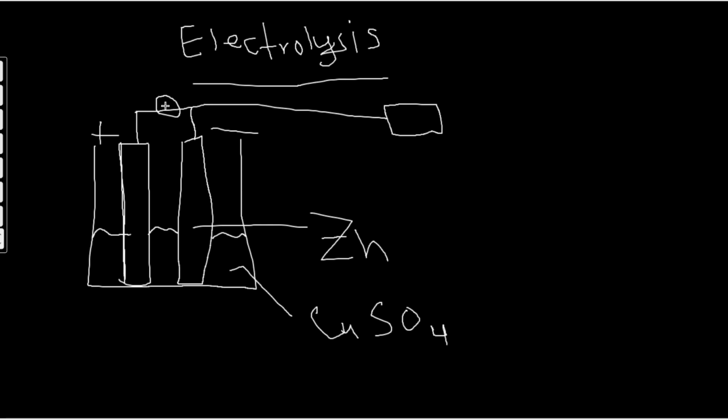When this happens, both our zinc and copper will react in what we call a displacement reaction. Our final product for this reaction will become zinc sulfate. Okay, now let's just write the full reaction real quick.